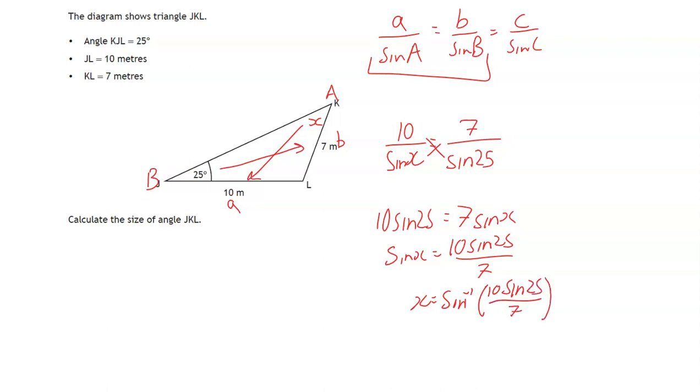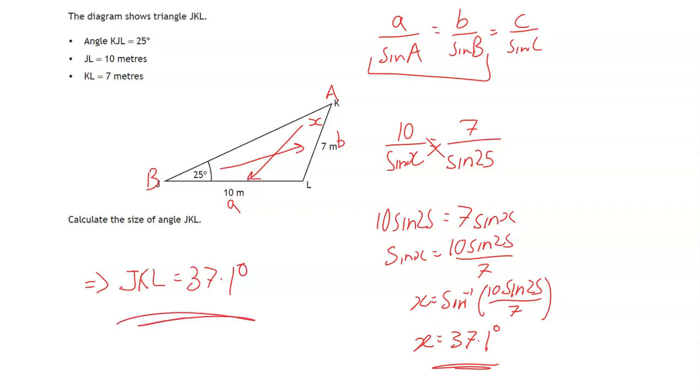And at this stage, we can just use our calculator to calculate the solution to that. If we plug that into the calculator correctly, what we'll end up getting is an angle of 37.1 degrees. So there you go. The angle at x is 37.1 degrees. So we can then state, therefore, JKL is equal to 37.1 degrees. Job done.